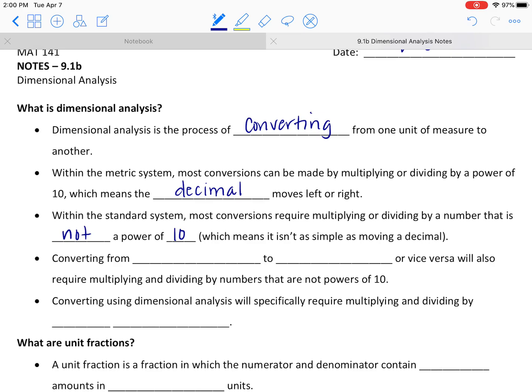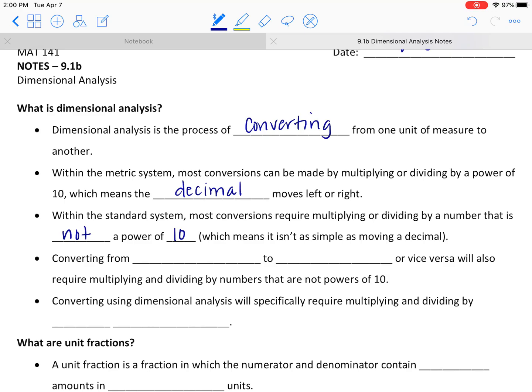But if you're in the standard system, remember the standard or English or customary system that we use here, we're not multiplying or dividing by a number that is a power of 10. So for instance, if you had a number of feet and you wanted to convert to inches, you're going to multiply by 12 inches. Well, multiplying by 12 isn't a move of the decimal, right? It's going to be some other product.